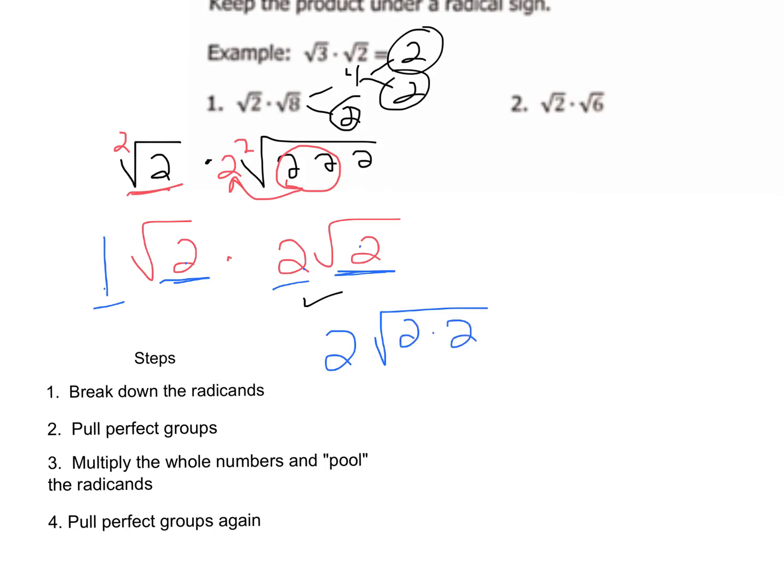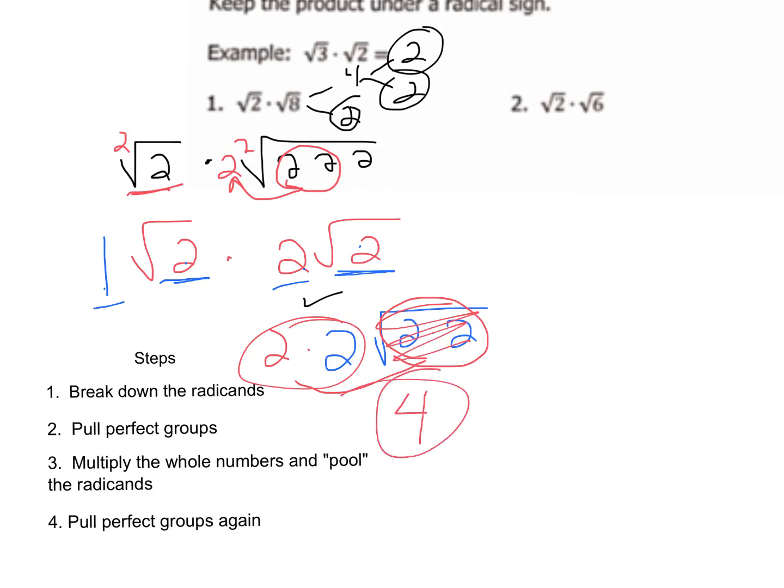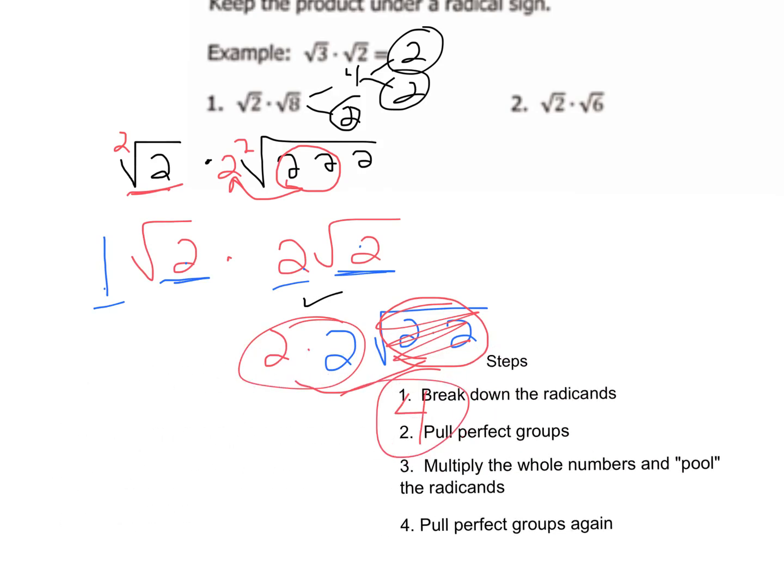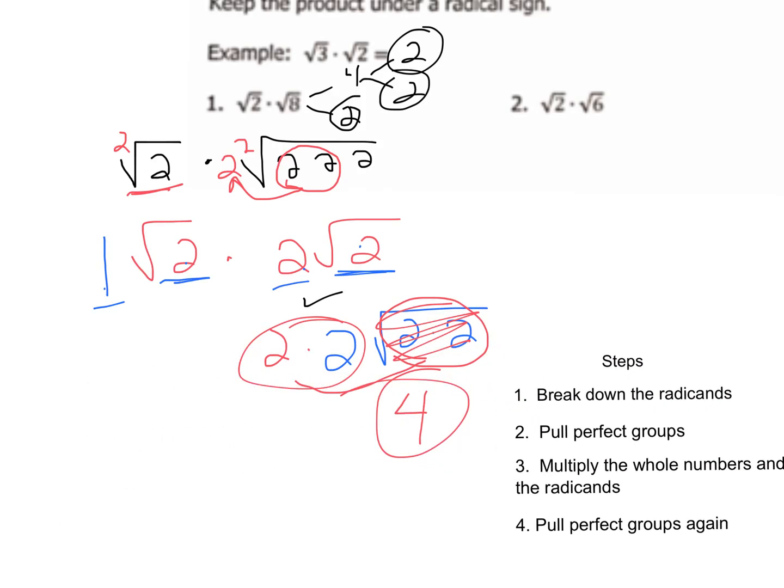And then our last step, again, pull perfect groups again. So again, I've got another pair here that's going to kick out. So 2 times 2 is 4. So my final answer for this one would be 4. Alright, so let's go over to the next question.